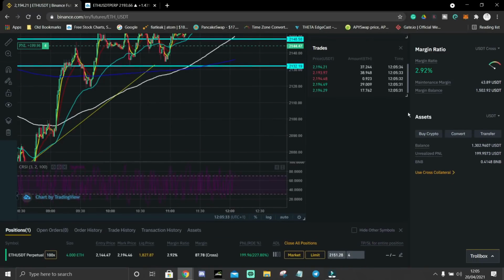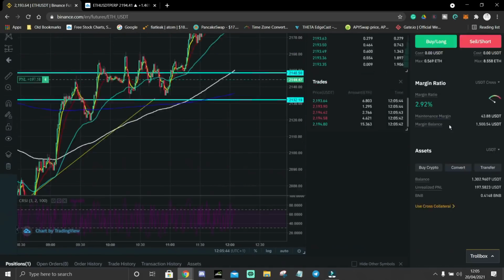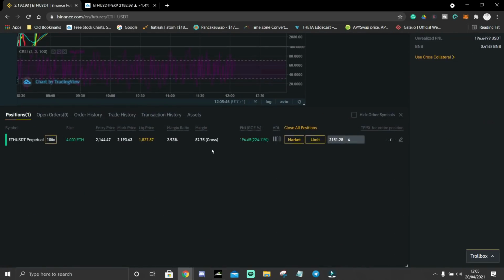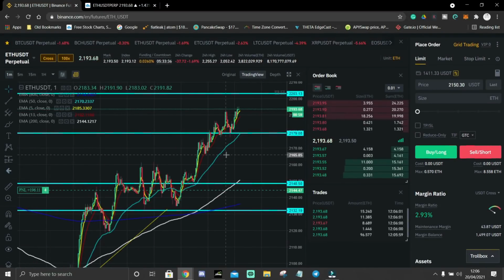I mean, look, 2.92%. If I've understood this correctly, I had what, $1,300, $1,400 in here, and I've used what, $86, $87 across. People use isolated, I'm trying in between. I think that is a bloody good rate of return, and I've had minimal drawdown, to be honest with you. But look, price is coming out of the zone.